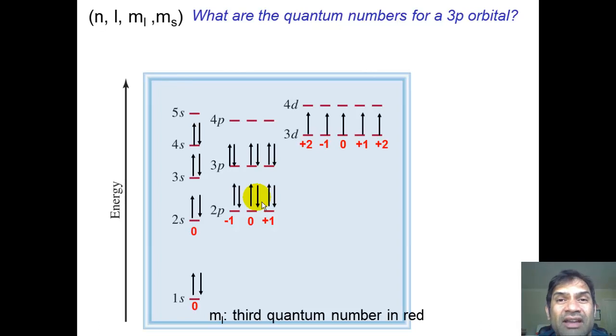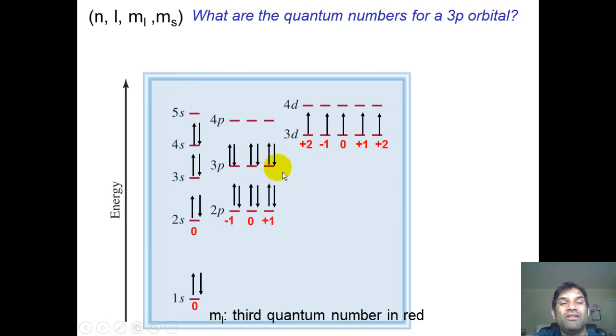So let's do an example problem here. What are the quantum numbers for a 3p orbital? So a 3p orbital is right here. The principal quantum number n is going to be 3. It's just the number in front of the orbital designation. The orbital is a p orbital, which has 3 slots and a dumbbell shape: a dumbbell along x, a dumbbell along y, and a dumbbell along z. The probability of finding an electron is a dumbbell.